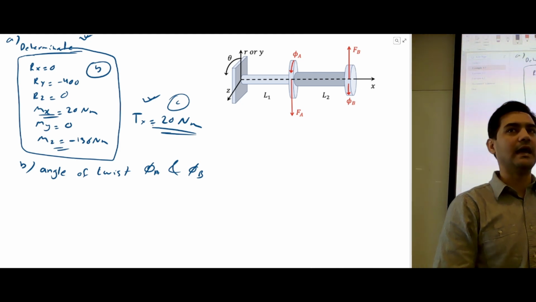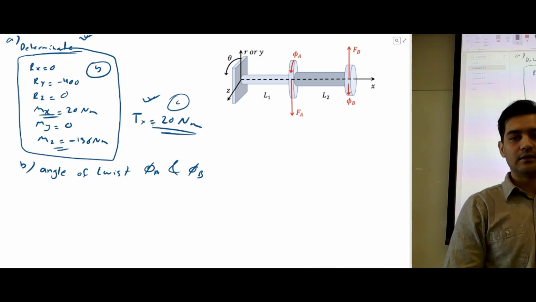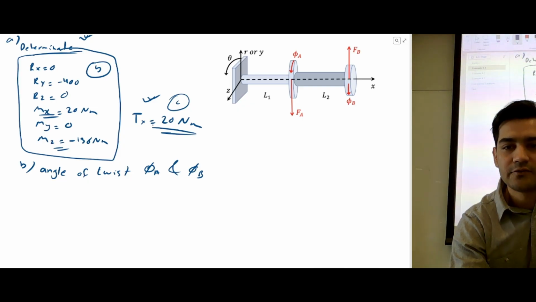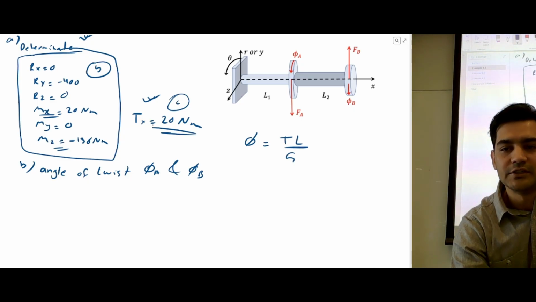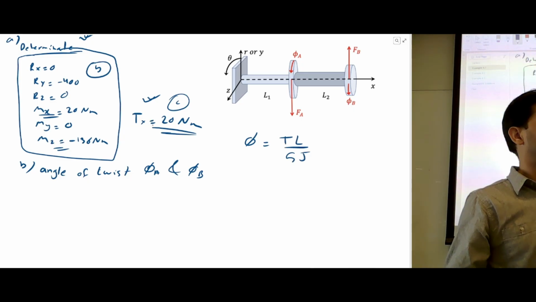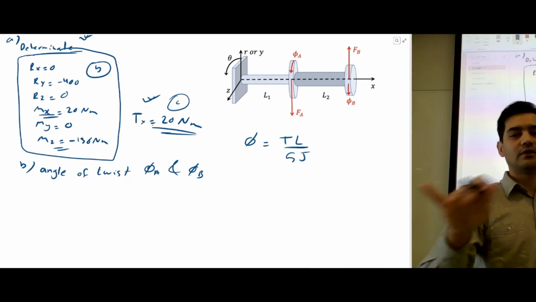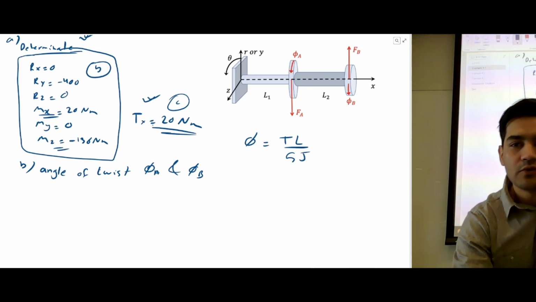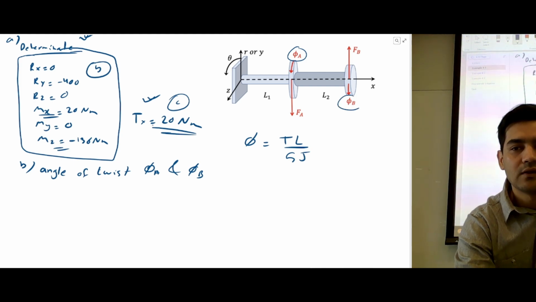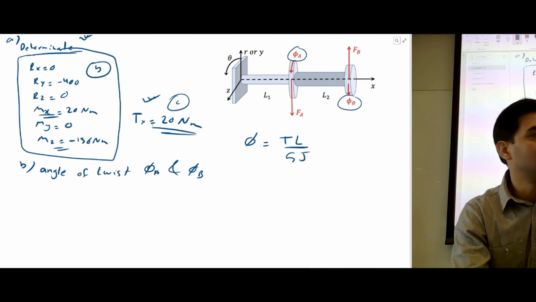So now we're going to calculate angle of twist, and the formula for angle of twist is TL over GJ. So we have to figure out what's the length, what's G, what's J, what's the value of torque, and if we know all these values, we can calculate the angle of twist. But we have to calculate angle of twist at this location, phi A, and we also have to calculate angle of twist at this location, which is phi B.